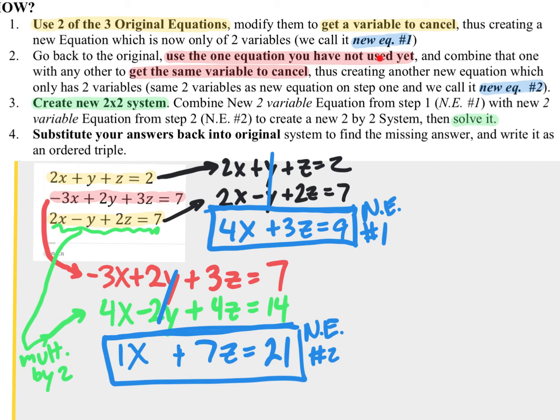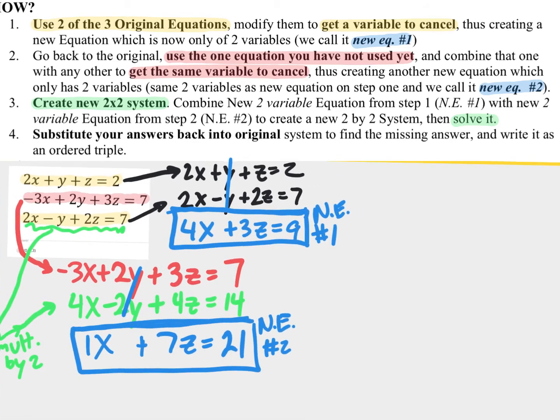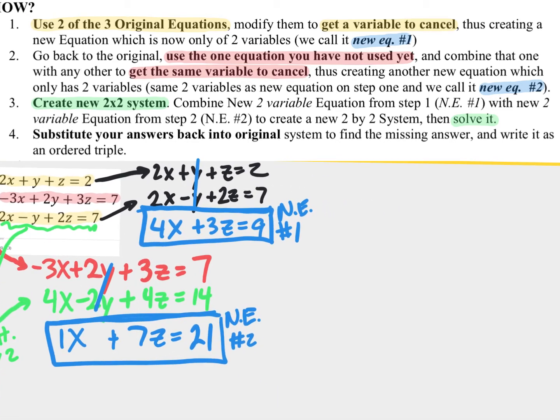We used the one we haven't used. We got the same variable to cancel, which produced our new equation number 2. Okay. Step 3, create a new 2x2 system. You're going to take this one, you're going to take this one, and you're going to just write them together, and you will have a new 2x2 system. So let's do exactly that. Here is my new 2x2.